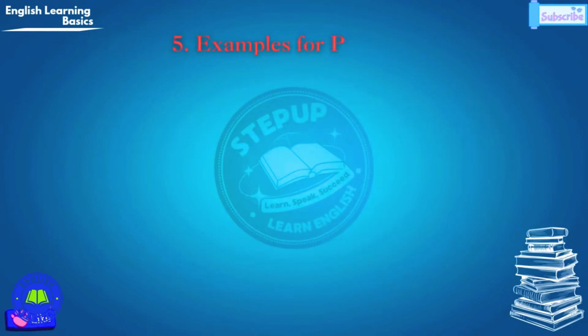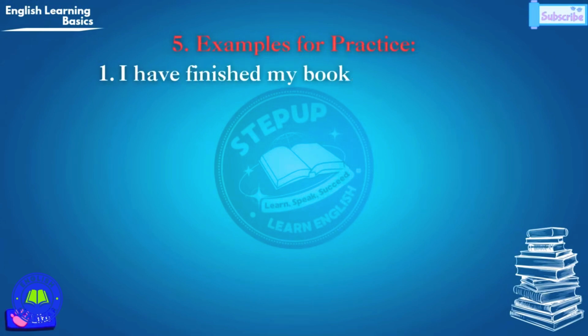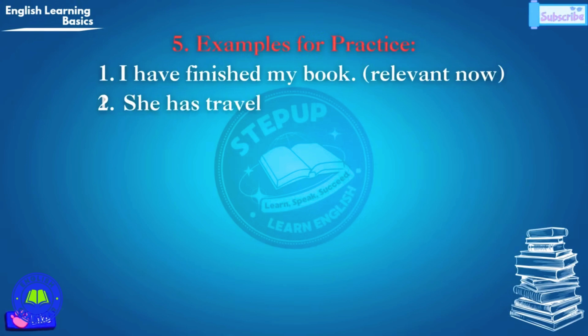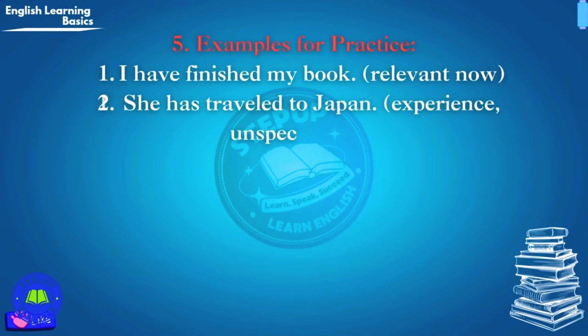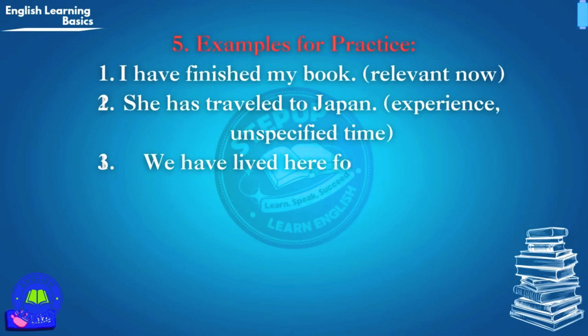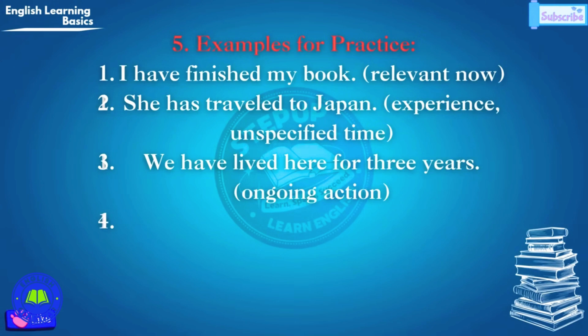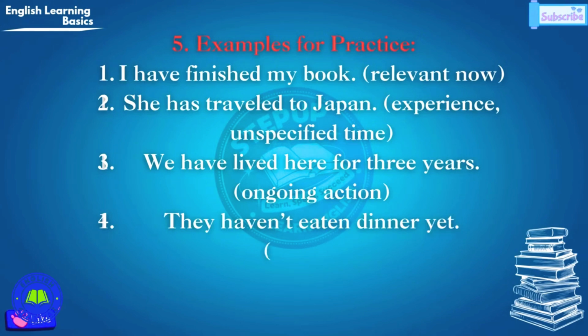5. Examples for practice. 1. I have finished my book. Relevant now. 2. She has traveled to Japan. Experience, unspecified time. 3. We have lived here for 3 years. Ongoing action. 4. They haven't eaten dinner yet. Negative.